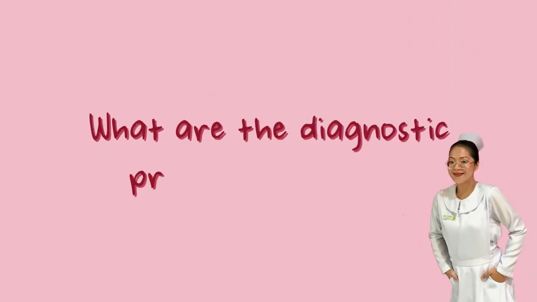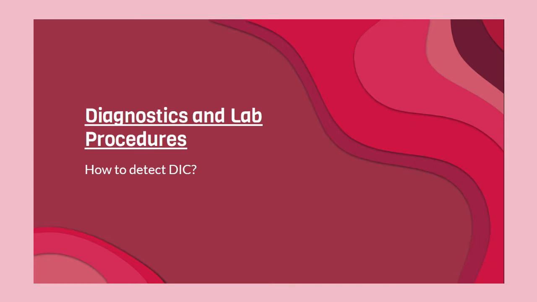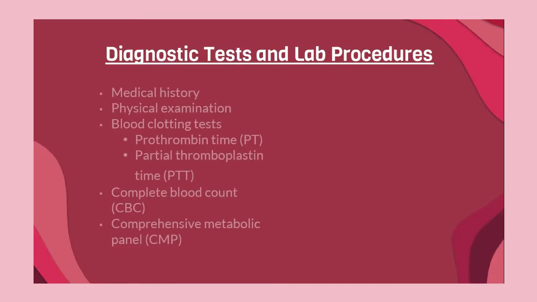So how do we detect disseminated intravascular coagulation through diagnostic procedures? There are various ways to detect it. First is a medical history. Next is physical examination. Next is blood clotting tests like prothrombin time and partial thromboplastin time. This was discussed in the previous video. Prothrombin time is the test that evaluates the ability of the blood to clot. Partial thromboplastin time, on the other hand, determines if the blood thinning therapy is effective.